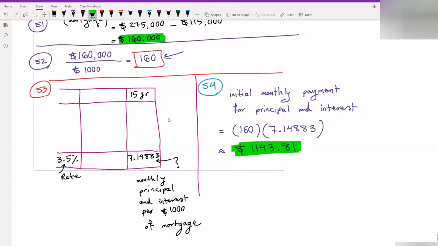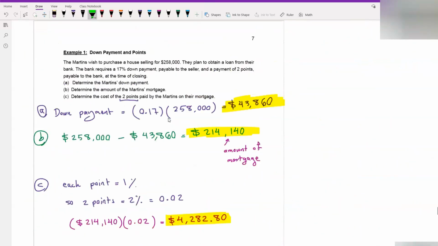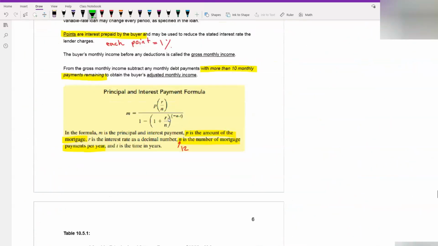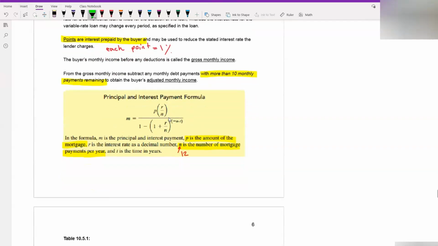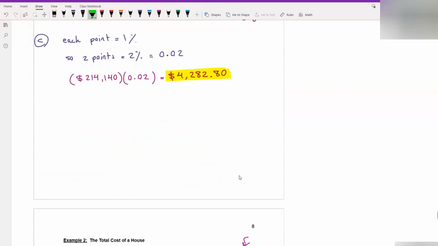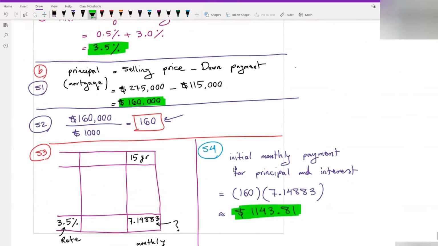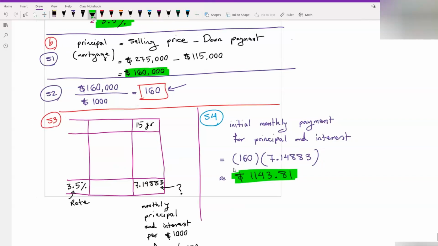I'm also going to use this formula to find the answer for part B. So we have two methods, either that one or this one. This is the principal and interest payment. This one is easier because you don't need to go through all those steps.